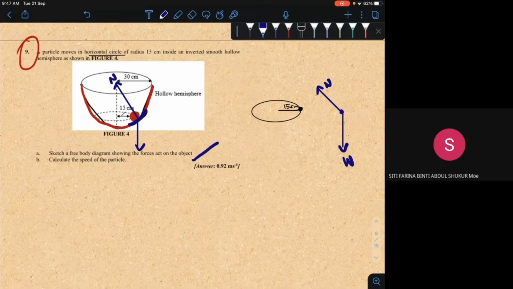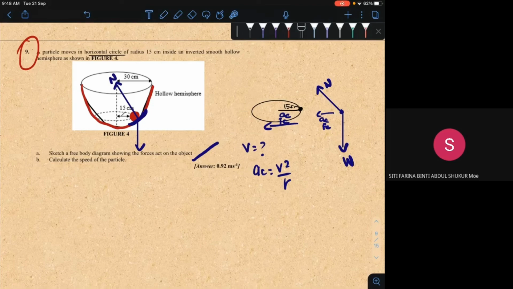Okay, and then dia cakap calculate the speed of the particle. Okay, nak cari speed, V lah kan. Okay, V come from AC is equals to V square over R. So as you can see, your object is going to make centripetal acceleration towards the center of the circle ke dalam. Maka FC kamu pun ke dalam. So this is the direction of AC dan juga FC kamu.